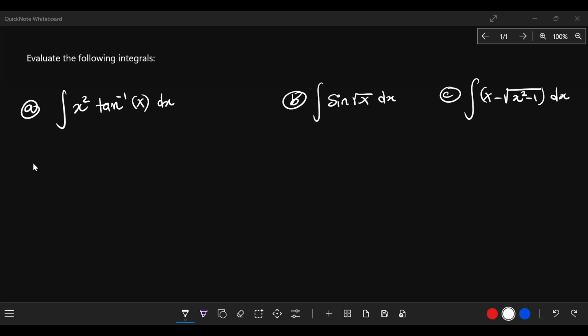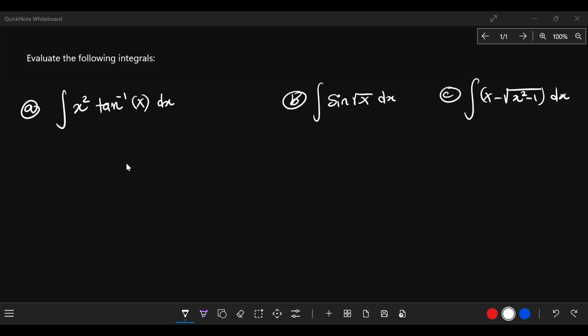Okay, so we have this problem number 6. I got this question from draw sheet number 3, problem number 6, and the problem reads, evaluate the integrals. We have the first integral here, the second integral here, and the third integral there. It's very important to know which integration technique is suitable for each problem. So I'm going to start with question A. We're integrating x squared times tan inverse of x dx.